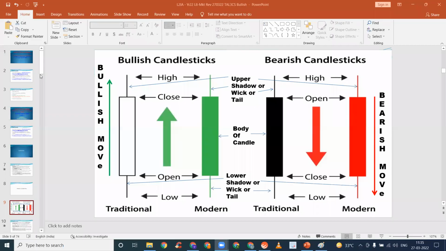You can't see the screen? No, sir. So now it is visible. Okay.